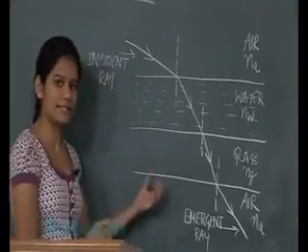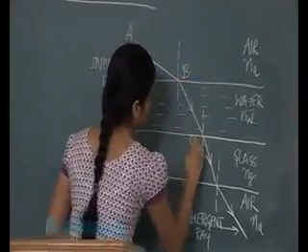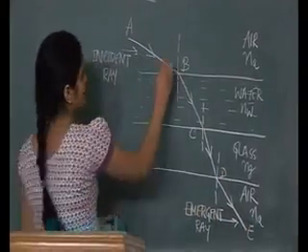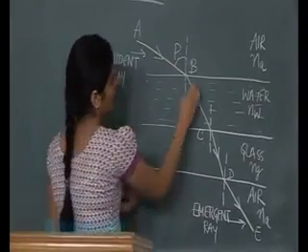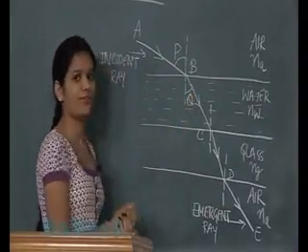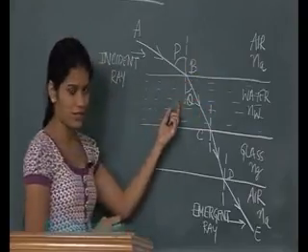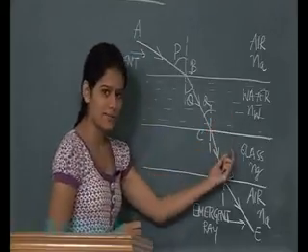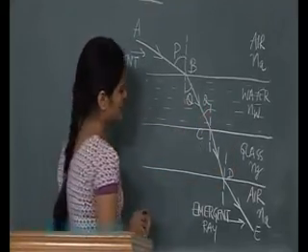Now student, let's name these rays: A, B, C, D and E. This angle is the angle of incidence. Let's name it P. This is the angle of refraction for air and water boundary. Now this angle of refraction will be the angle of incidence for water and glass boundary, as these two angles are equal. They are alternate angles.